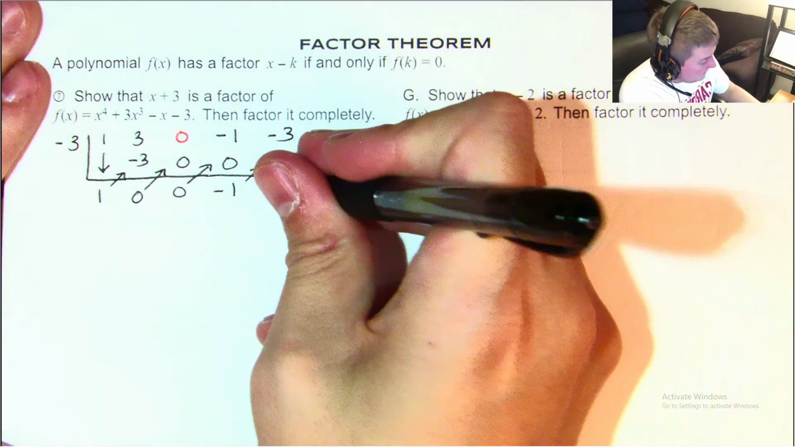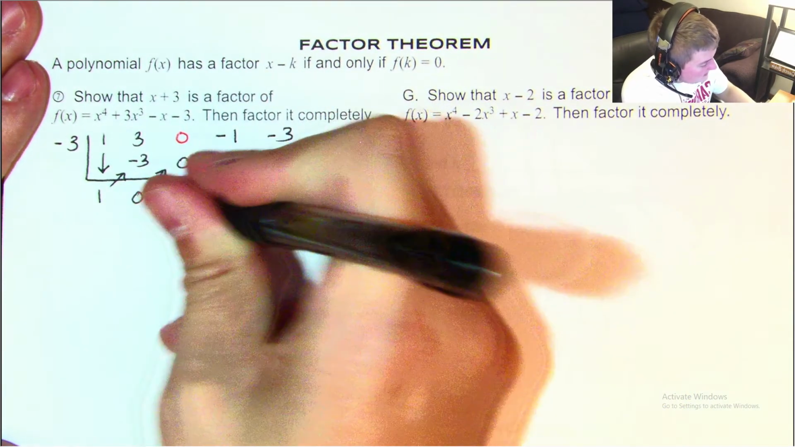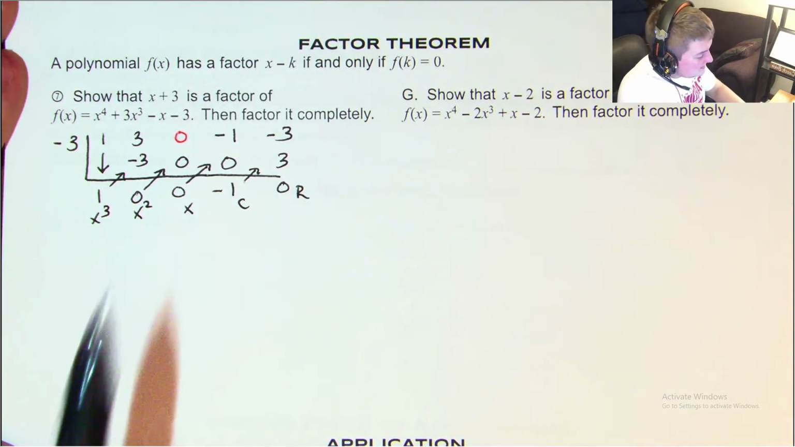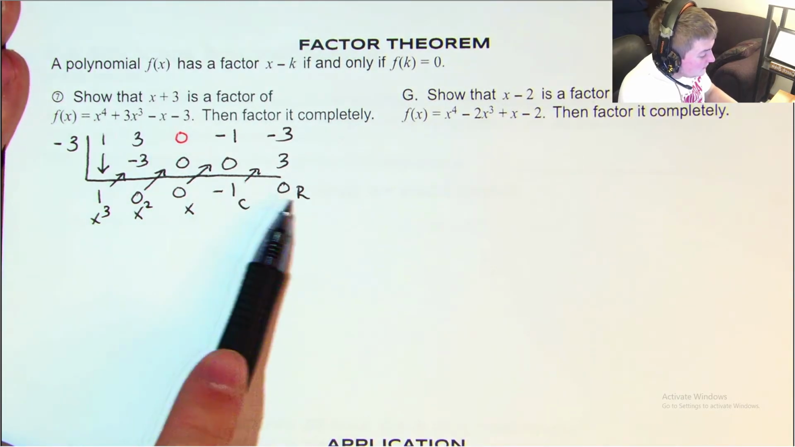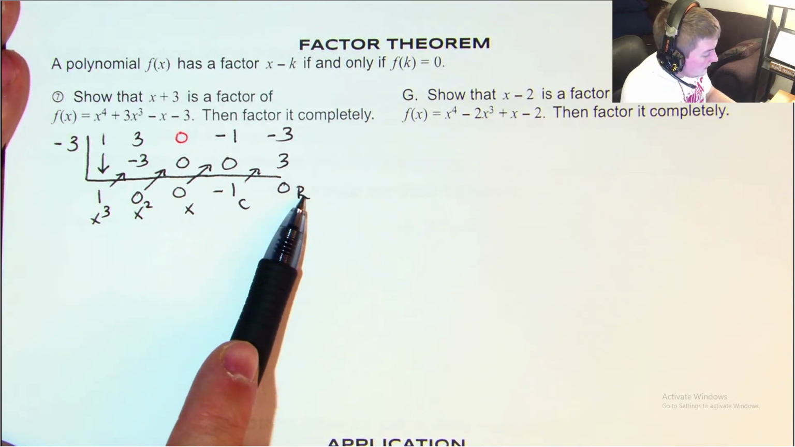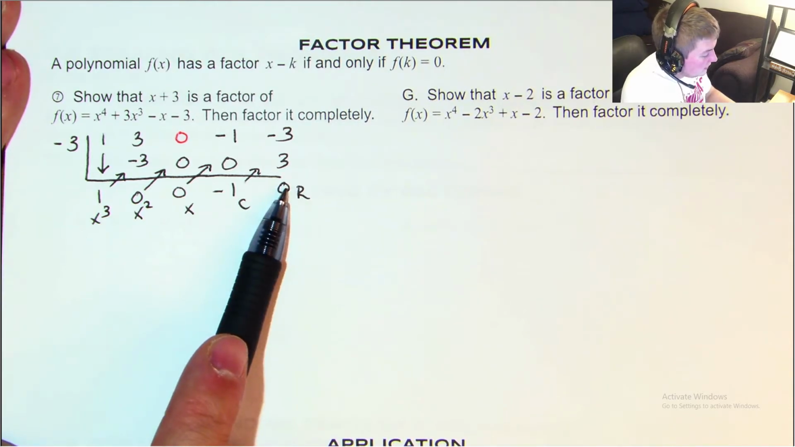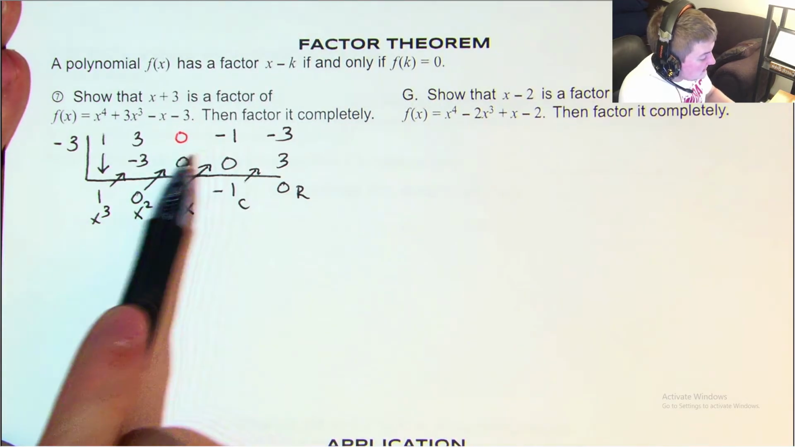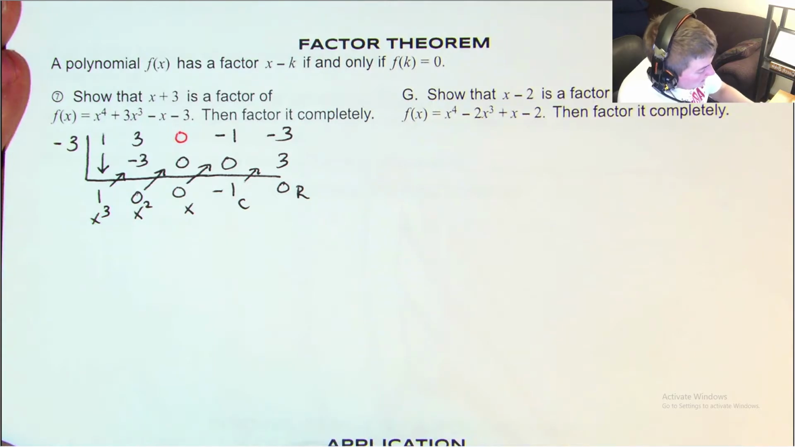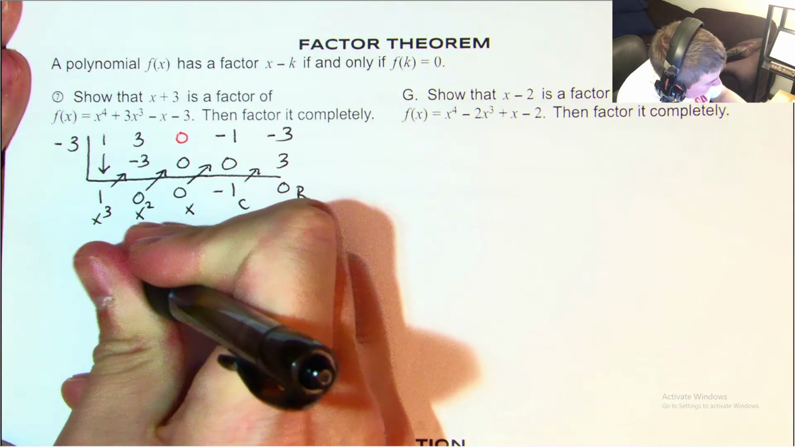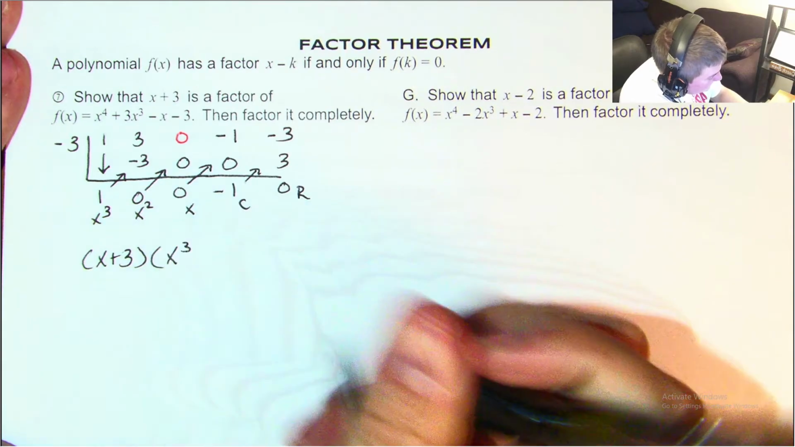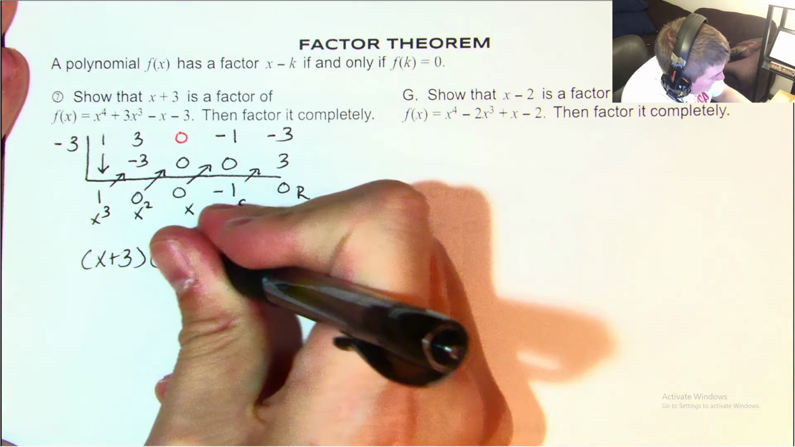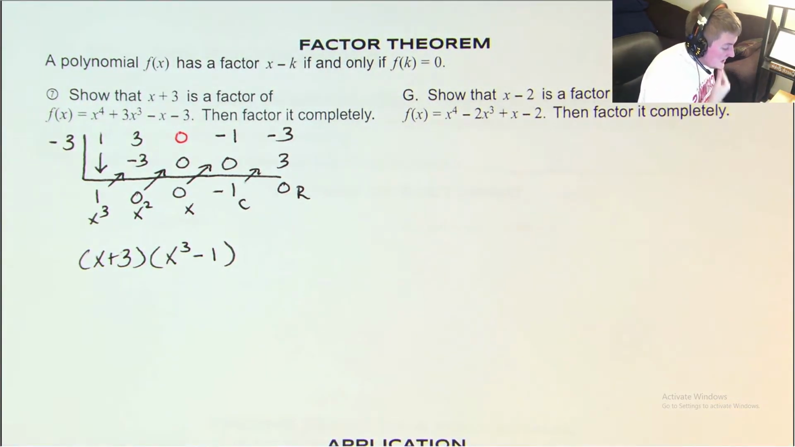So what does this mean? I have a remainder, a constant, an x, an x squared, and an x cubed. So I just divided this out, and I showed that this is indeed a factor because this value is 0. Since the remainder is 0, I can rewrite this as my factor times the quotient. So we can go x plus 3 times x cubed minus 1.